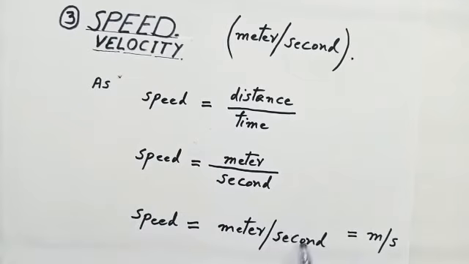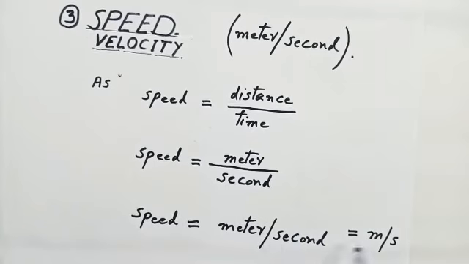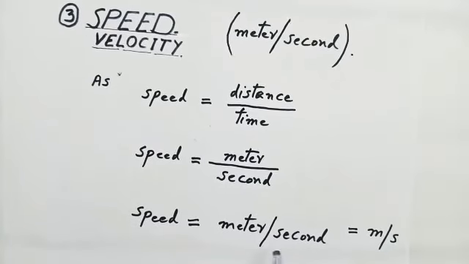How do we get this derived unit? From this equation. And this can be written as m divided by second, m/s, meter per second in short form. So this derived unit we get from this equation.